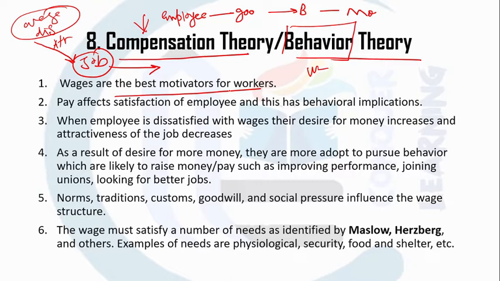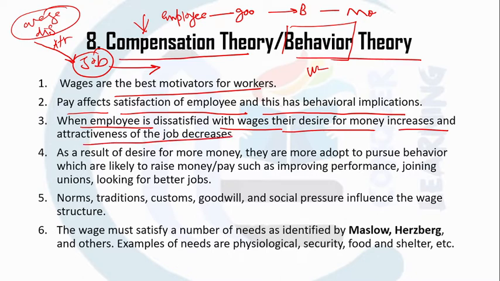The wages are the best motivators for the workers. Pay affects the satisfaction of the employee and this has behavioral implications. When an employee is dissatisfied with the wages, their desire for money increases and attractiveness for the job decreases. As a result, they are more apt to pursue behavior likely to raise pay, such as improving performance, joining unions, looking for a better job. So if they are not satisfied, they would join the trade union, go for a better company, better opportunity, or improve their performance so that they can get better jobs.